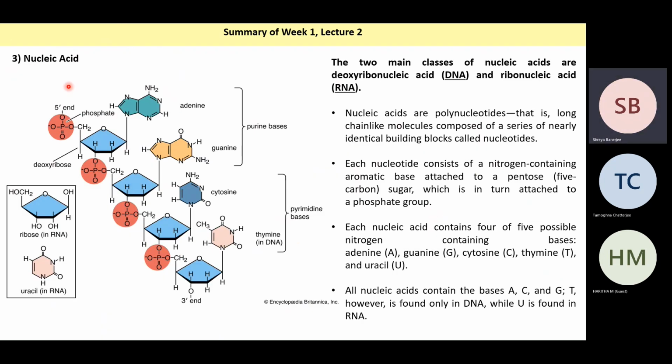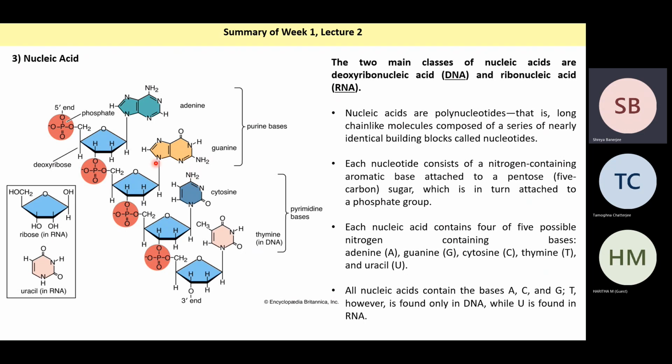The third kind of biological macromolecule is the nucleic acid. So there are 2 main classes of nucleic acids called deoxyribonucleic acid, DNA, and ribonucleic acid, RNA. Nucleic acids are polymers of nucleotides and are called polynucleotides. You can see the nucleotides shown here.